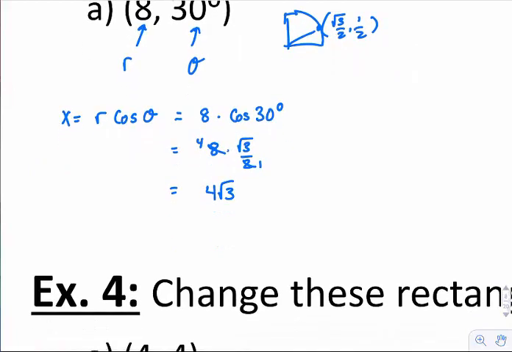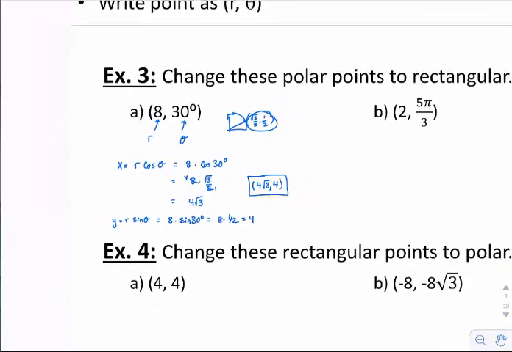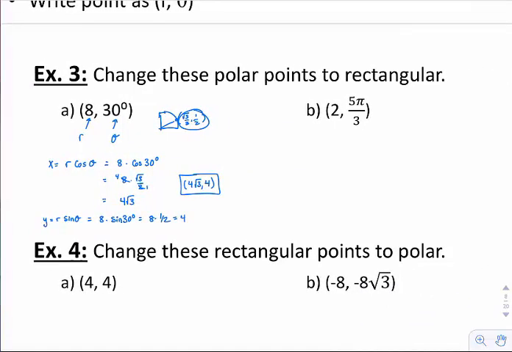Do the same thing to find your y value, and that's going to be r sine theta, which is going to be 8 times the sine of 30, which is 8 times 1/2. Now we're just looking at the y value of that point, and I know that that's going to be 4. So your point is 4 radical 3, comma 4. So that's how you, again, quickly go from polar coordinates to rectangular coordinates.